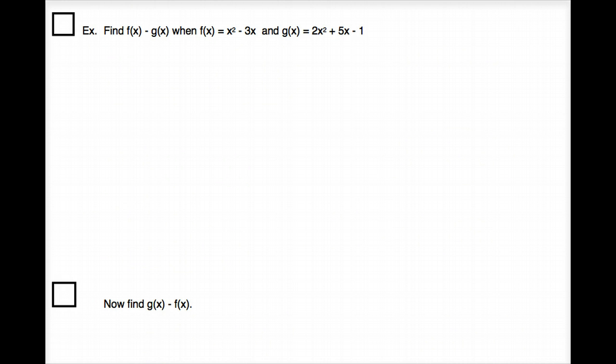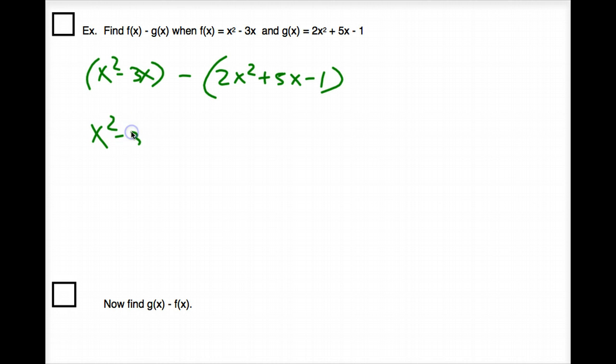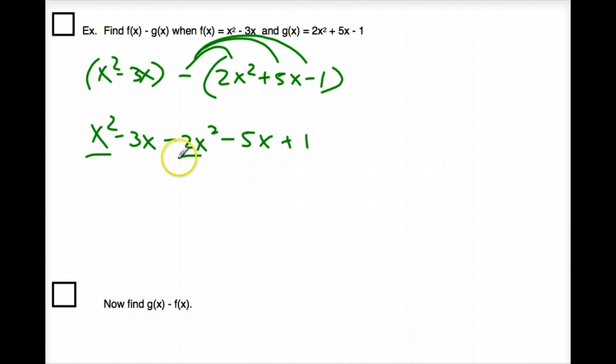All right, here when you're subtracting, my point on this one is make sure when you're subtracting or adding or multiplying functions that you put them in parentheses. Because here what will happen is you'll forget that you've got to distribute the negative. And then add like terms. So I got x squared minus 2x squared is negative x squared. Negative 3x and negative 5x, negative 8x, and then you got a plus 1 at the end.